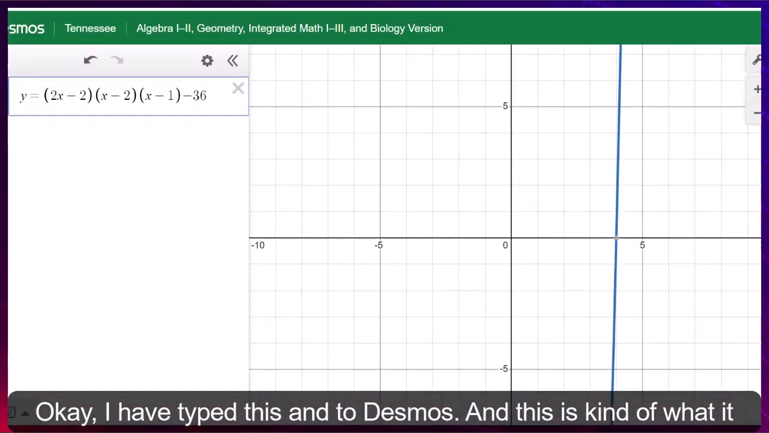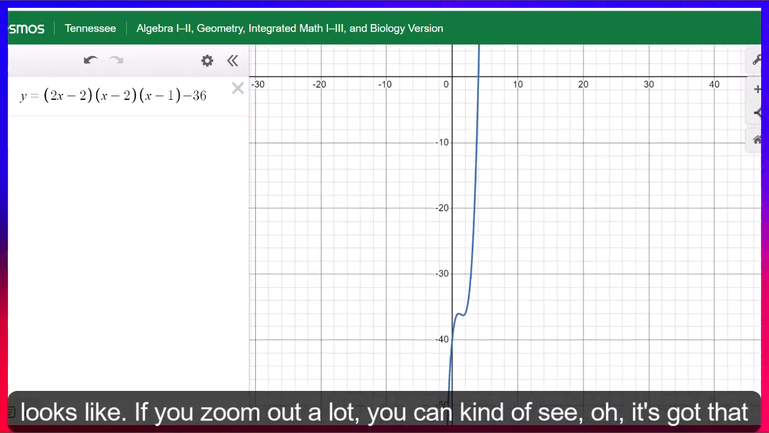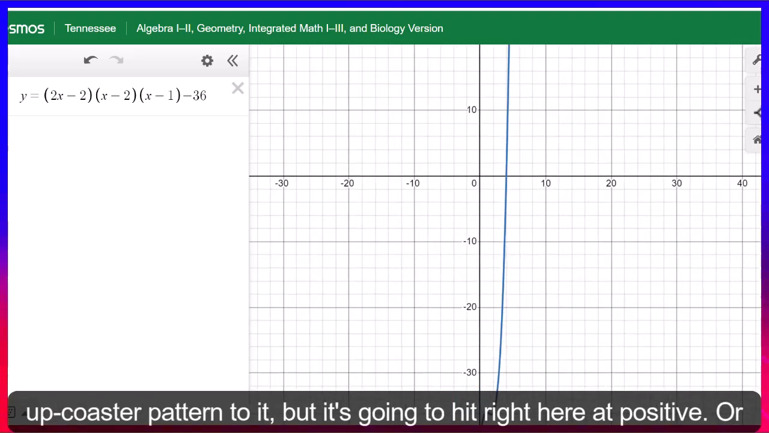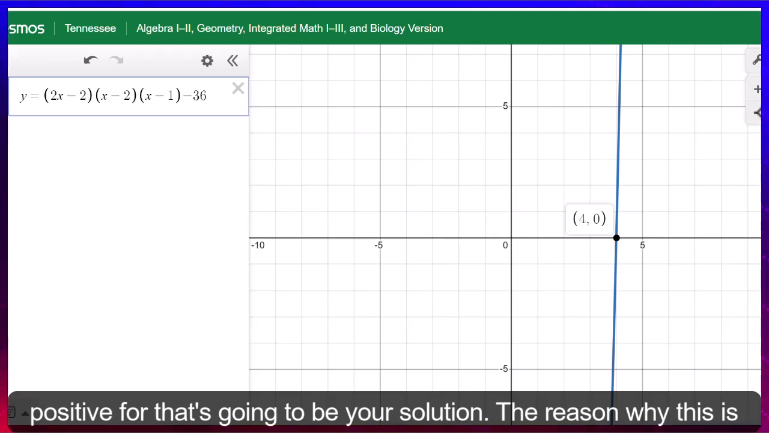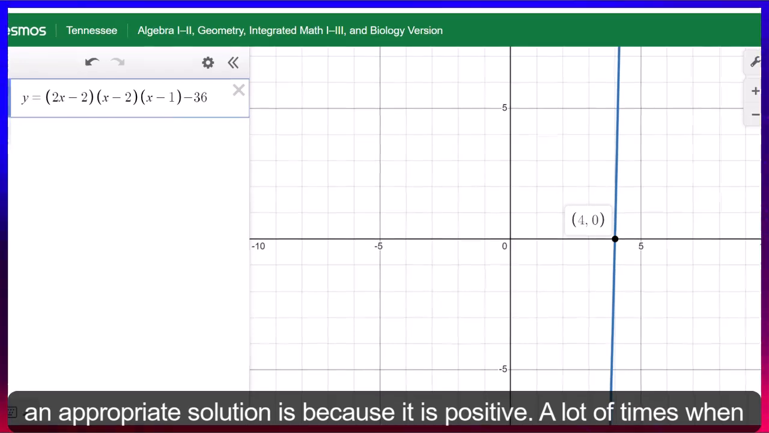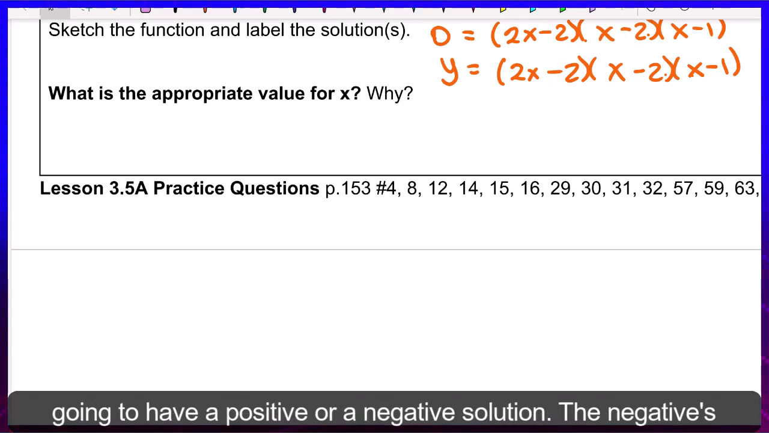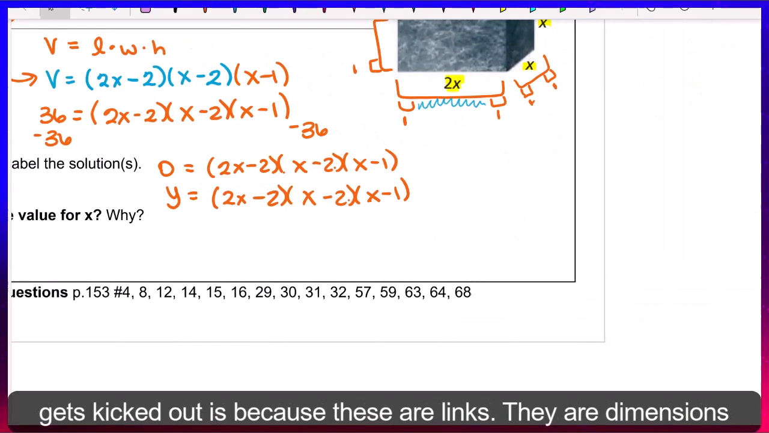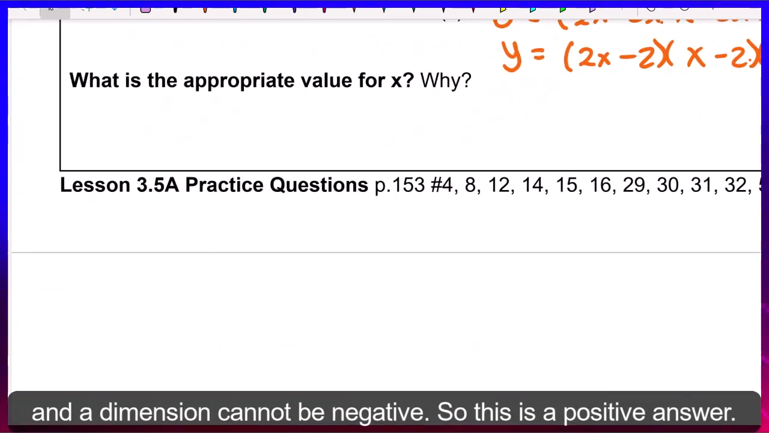Okay, I have typed this into Desmos, and this is kind of what it looks like. If you zoom out a lot, you can kind of see, oh, it's got that roller coaster pattern to it, but it's going to hit right here at +4. +4, that's going to be your solution. The reason why this is an appropriate solution is because it is positive. A lot of times when they do word problems, especially quadratic word problems, you're going to have a positive or a negative solution. The negative is always going to get kicked out. And the reason why the negative gets kicked out is because these are lengths. They are dimensions, and a dimension cannot be negative. So this is a positive answer.